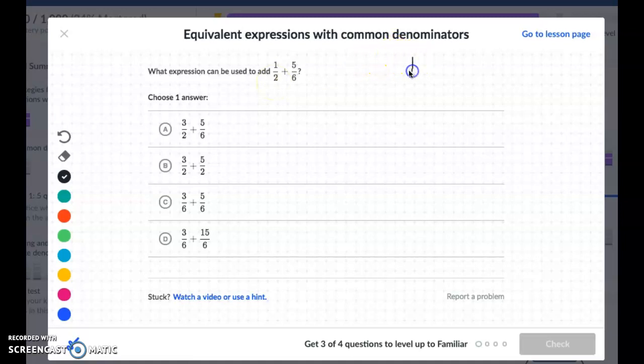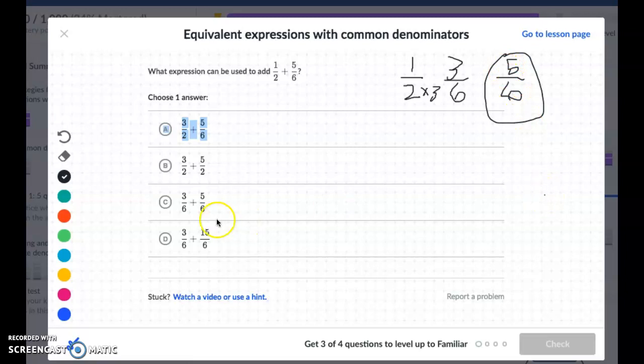So if I have 1/2 and 5/6, I can keep my 5/6 the same because I can change my half into sixths. So I can do 2 times 3, which gives me a denominator of 6, and 1 times 3, which is 3. So I could do 3/6 plus 5/6. I see that as my choice, letter C. So I change my half into 3/6 and then keep my 5/6 the same.